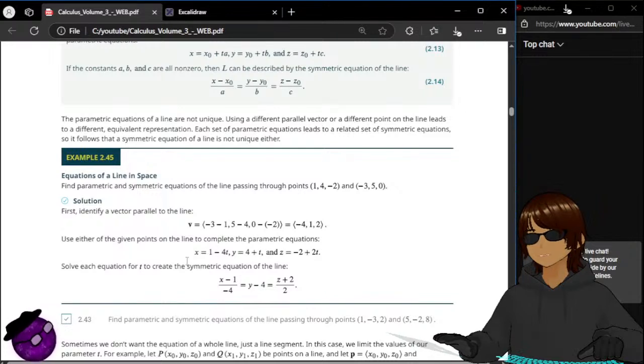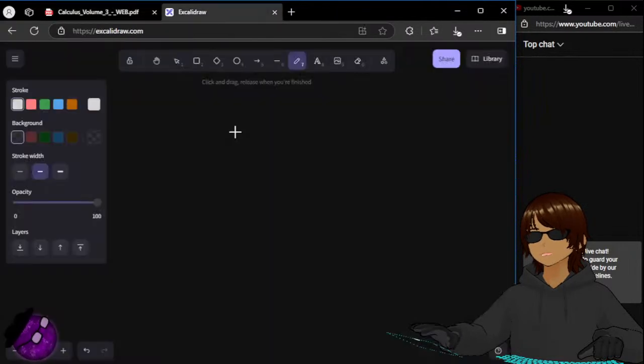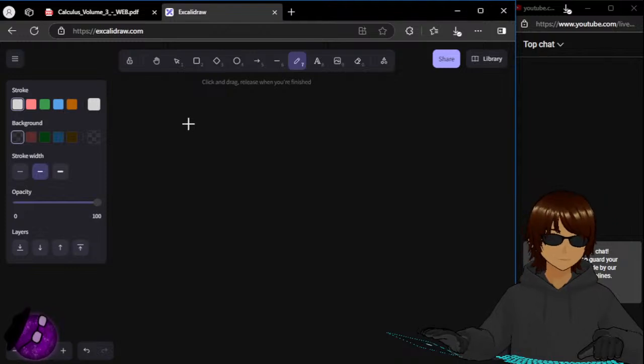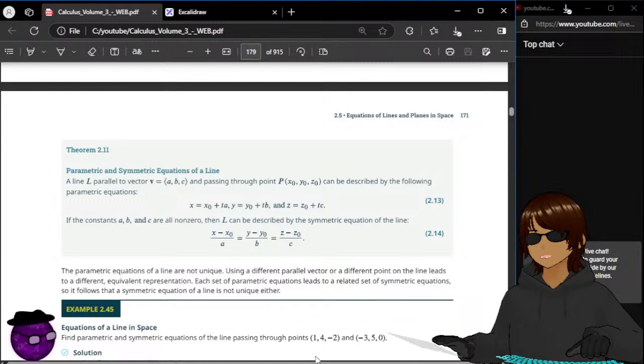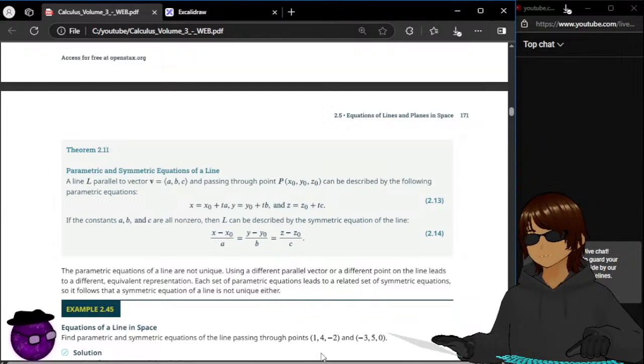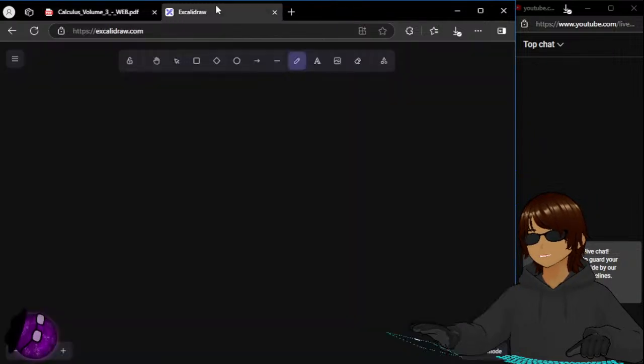If you're doing the PDF, they show the solution right away. Find the parametric and symmetric equation of the line passing through point 1, 4, minus 2. I guess let's just do it anyways. Okay, so we have 1, 4, minus 2, minus 3, 5, and 0.